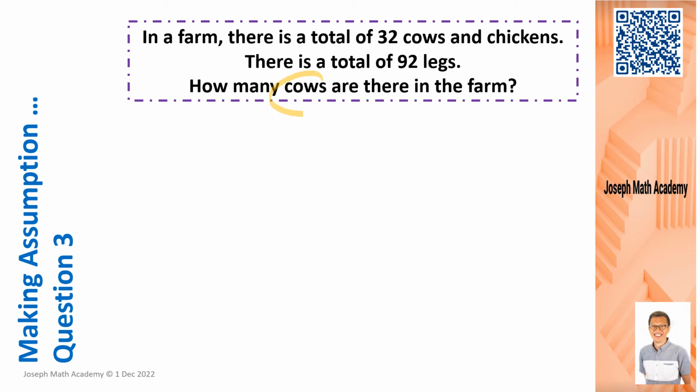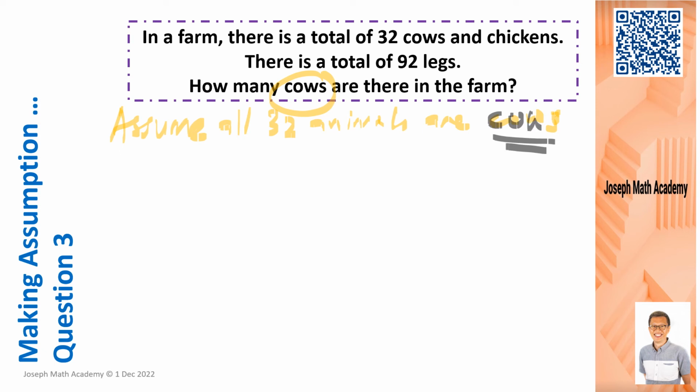Assume all are counts instead. It can still be done. Okay, let's try this out. So let's say we assume all the 32 animals are counts. Let's say I forgot to assume the opposite. I assume all are counts, not the opposite. Okay, so it's still manageable.